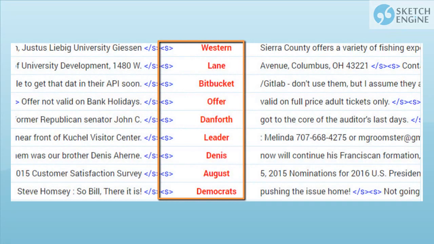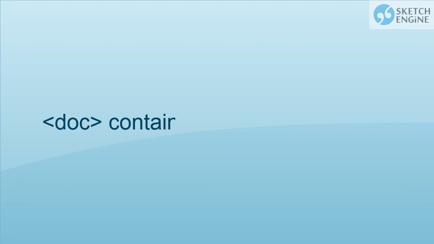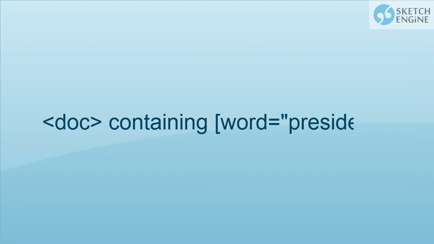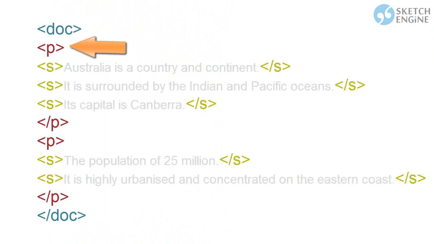In this screencast you will learn how to find sentences beginning with a noun, how to find tokens at the end of sentences, or how to search paragraphs, documents, and other structures into which a corpus can be divided. This is how sentences, paragraphs, and documents are typically marked in a corpus. Together, they are called structures.